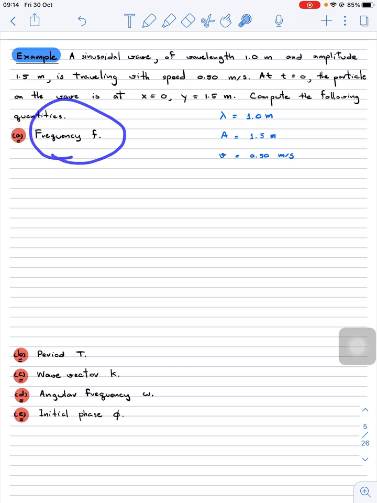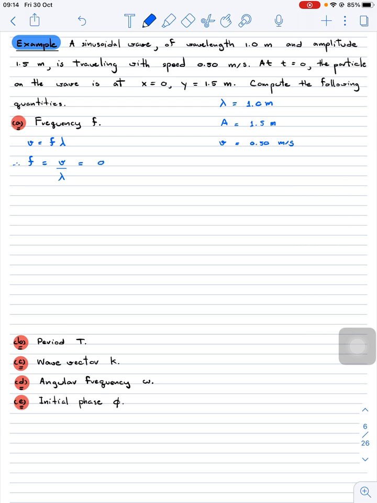Okay, so now for the frequency f. We know v and we know lambda. We can find f using v equal to f times lambda. So here we have f equal to v over lambda, equal to 0.50 and lambda equal to 1.0. Then we get f equal to 0.50 hertz. So that's going to be the frequency.